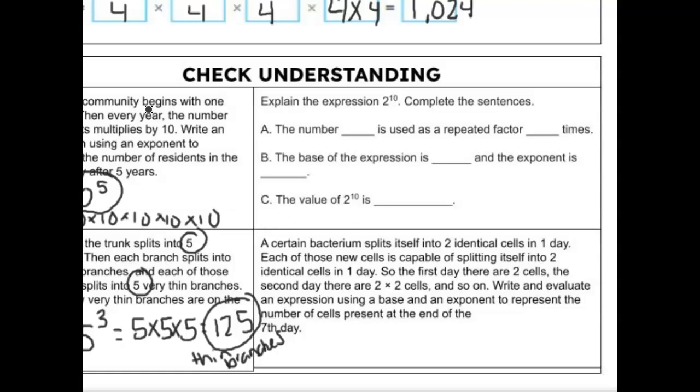The number 2 is used as a repeated factor 10 times. So 2 is the base, 10 right there. The base of the expression is 2, and the exponent is 10. And the value of 2 to the 10th is, we type that into our calculator, it would look like this, 2 to the 10th, and that will get us 1,024 as our answer.